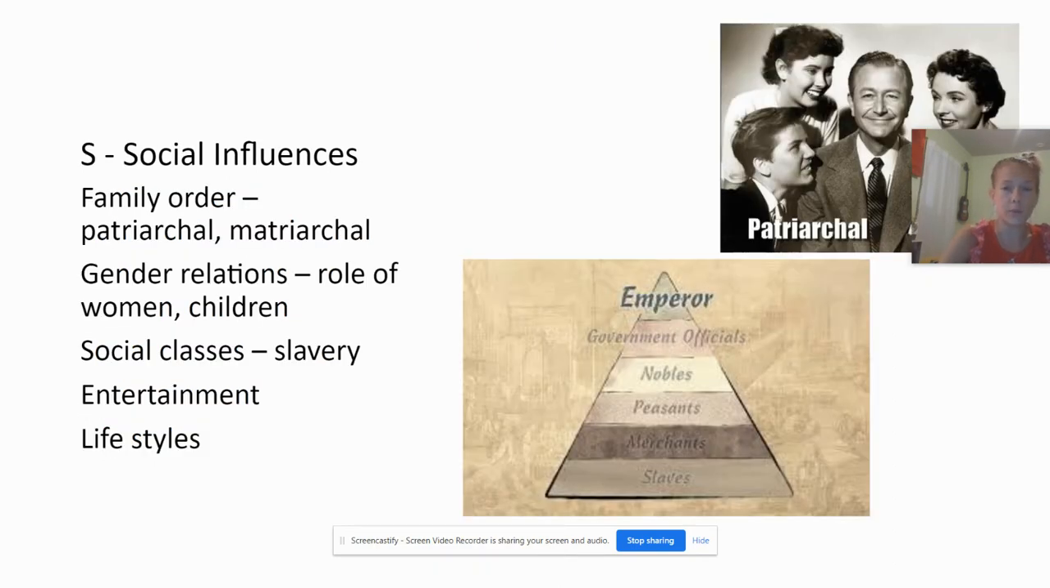Next is social influences. So social influences has to do with the family order, gender roles, social classes. So maybe slavery, maybe the roles of merchants or peasants or nobles, maybe who is royal, who's respected, who is held in high esteem, and who is not. It also has to do with lifestyles, maybe perhaps like their values in education versus maybe their values in other types of work.